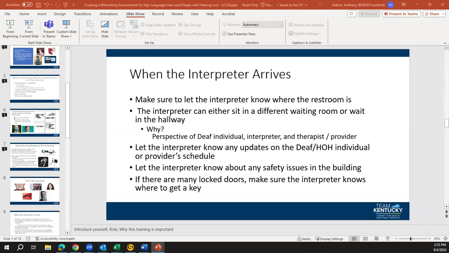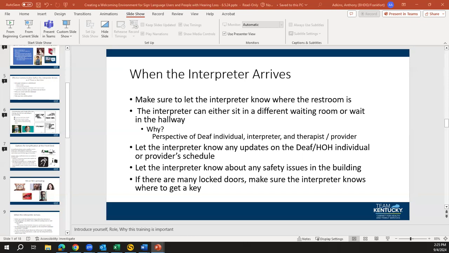And I'm going to emphasize giving the option to the interpreter because depending on the situation, they would know what would be best. A different waiting room would be ideal if you could, but maybe you don't have multiple waiting rooms. Maybe you just have one. Like I just recently mentioned, giving options, the interpreter could choose the hall.